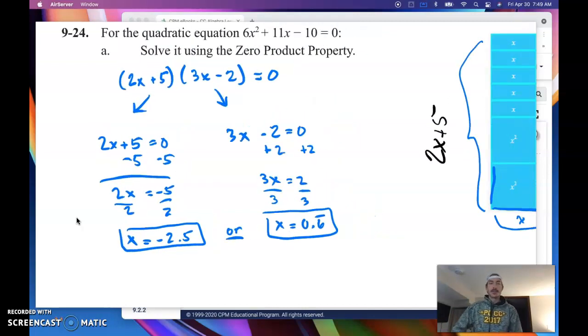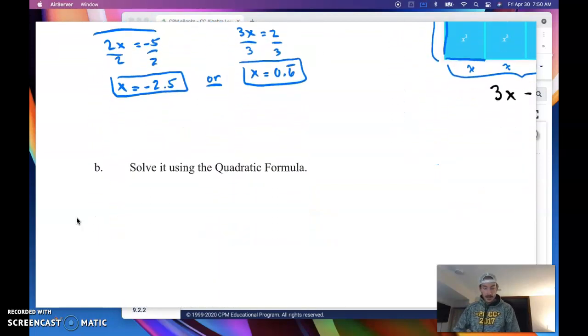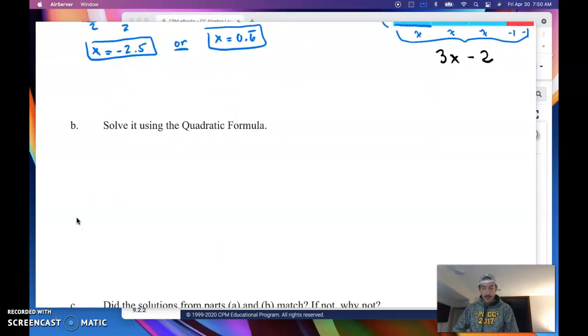So they're solving using the zero product property. We had a trinomial that was buildable into a rectangle, and so that let us know that we're going to have some success factoring. Now let's take a peek at doing the exact same thing using the quadratic formula.